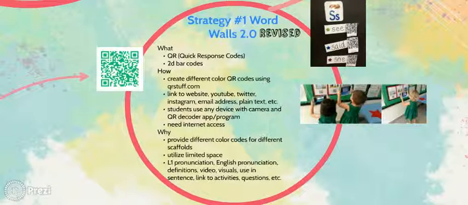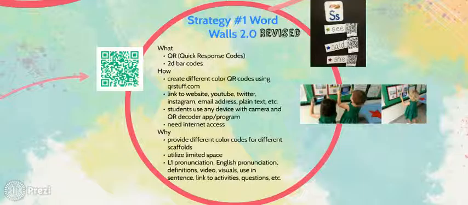So how do we incorporate them? We use different color QR codes, and you can create them at qrstuff.com. With these QR codes, you can link to websites, YouTube videos, Twitter, Instagram, email addresses, plain text, and so forth. Students can use any mobile device with a camera and QR decoder app or program. They also need internet access. Very young children can use this, as you can see in the pictures here.